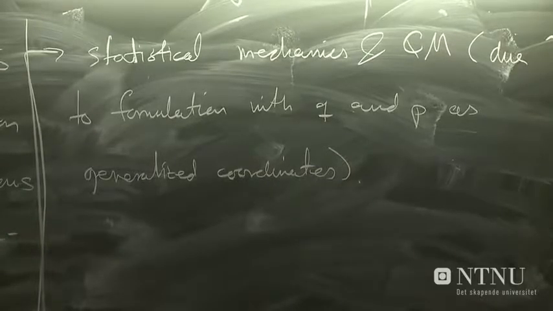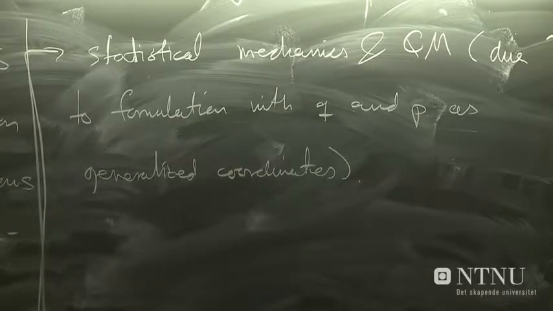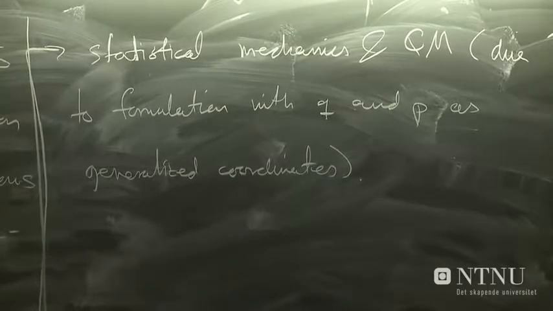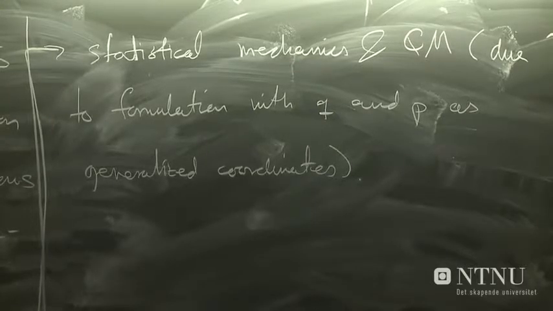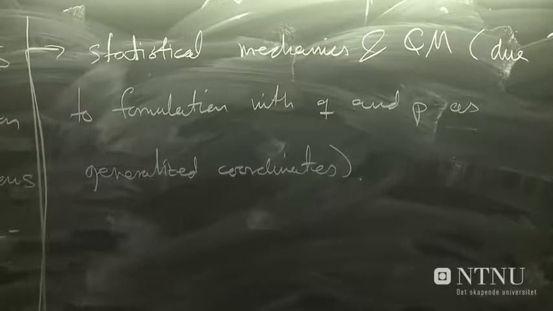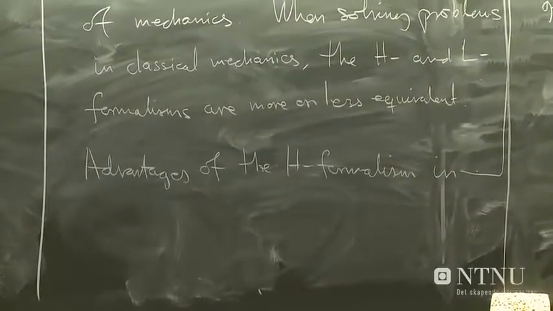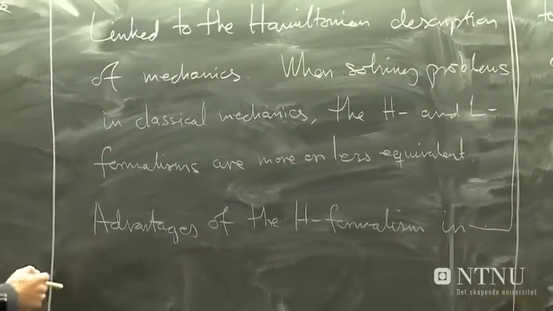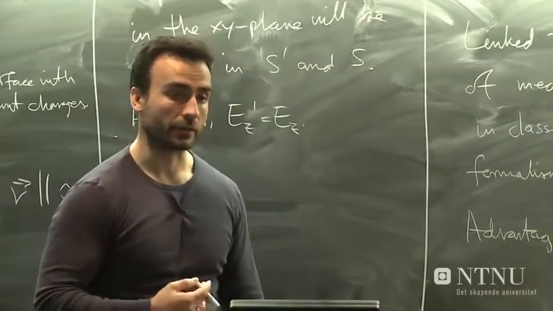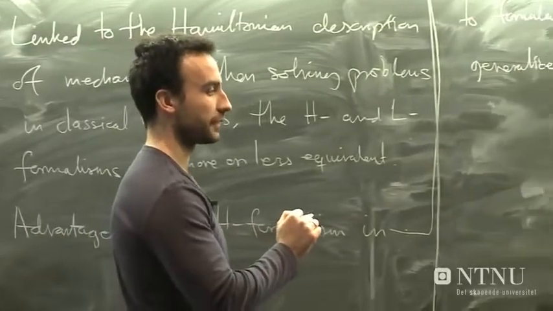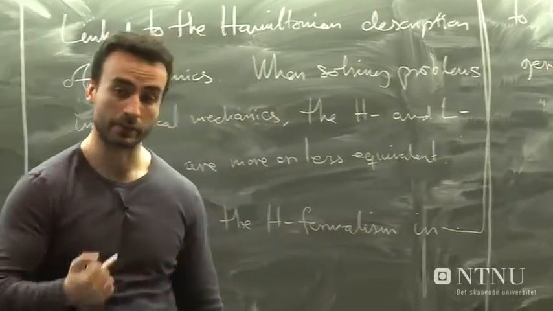So the Hamiltonian formalism is often used in statistical mechanics and also quantum mechanics, because in those theories it's often advantageous to use the canonical momentum as a fundamental variable describing the system. Now, to see what these canonical transformations are all about and why they are useful, we'll briefly start by reminding ourselves of the description we have so far.